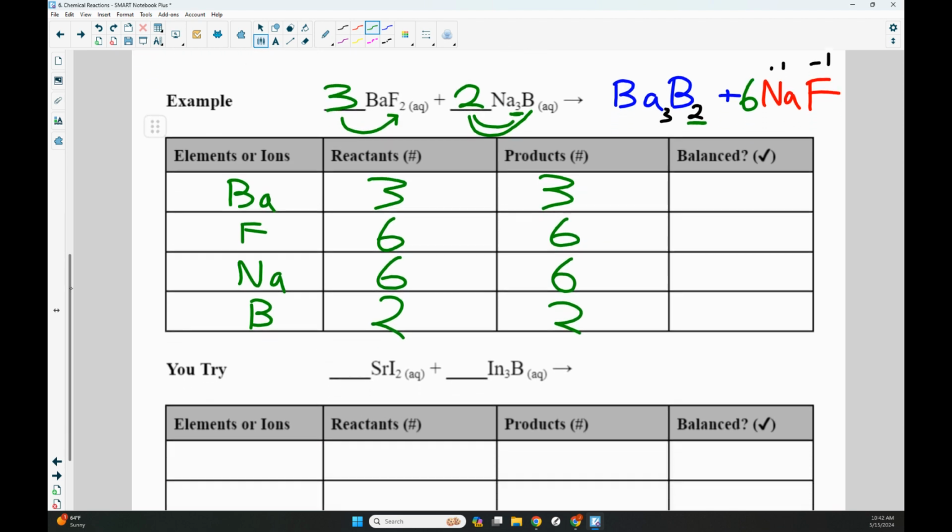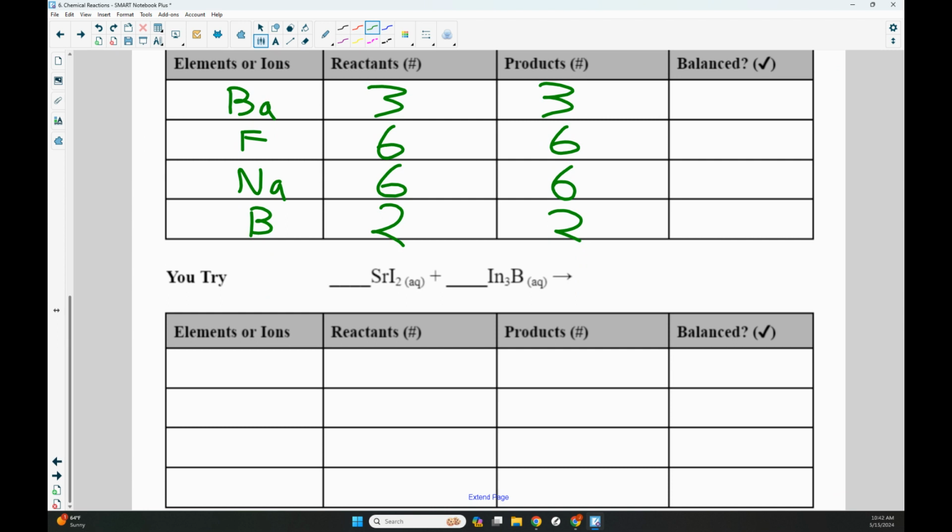Okay, welcome back. Let's go over the solution to the U-try here. So step 1 is to predict your products, and I like to start by labeling the ions here, +2 and -1. And then over here with indium, I've got a +1 charge, and with boron, I've got a -3 charge.